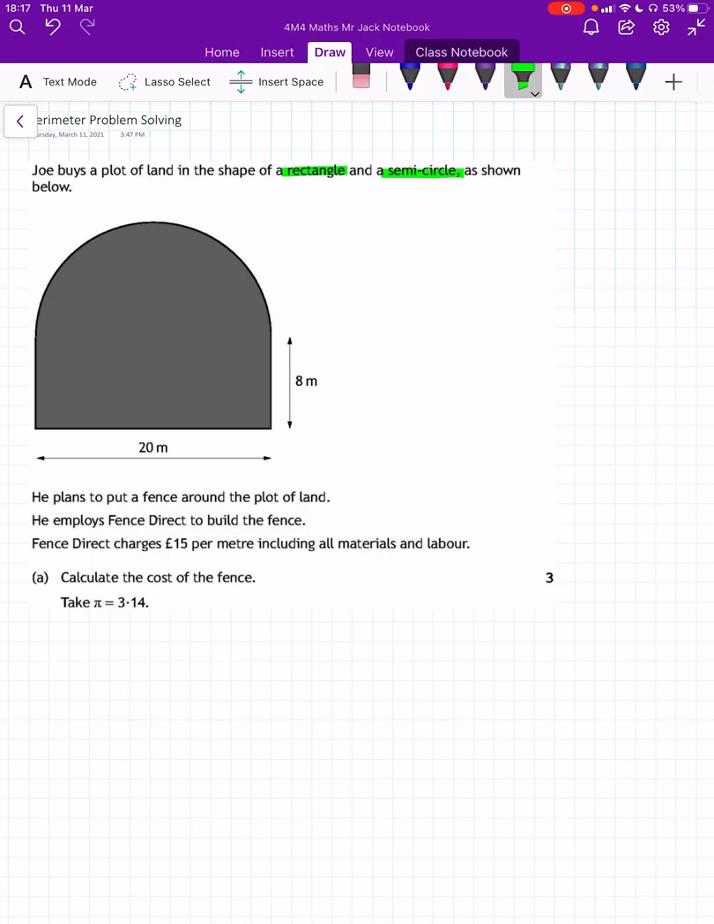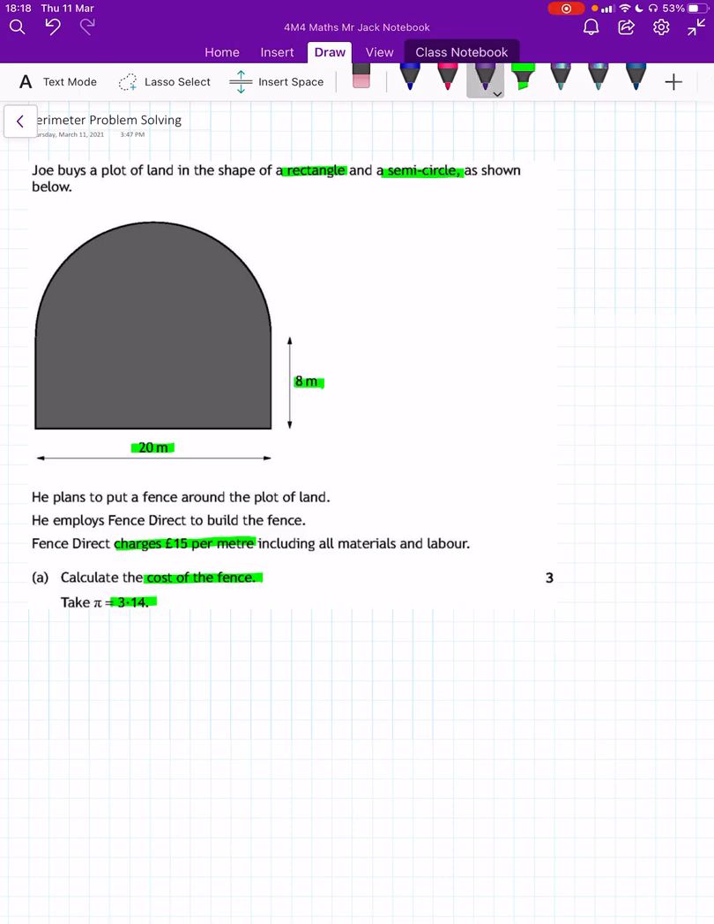He plans to buy a fence to put around the plot of land. Fine. I'm not really fussed what the company name is, it doesn't matter. It says that they charge £15 per metre, okay, and then we're asked to calculate the cost of the fence. That's important information, and also the dimensions are important information.